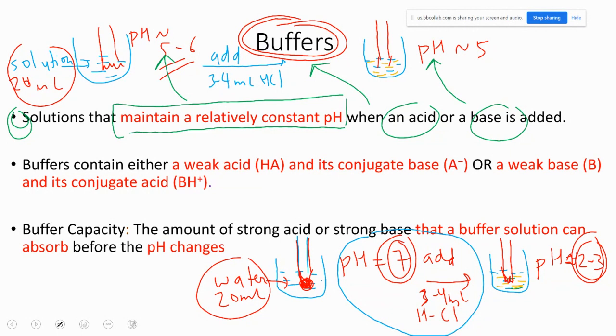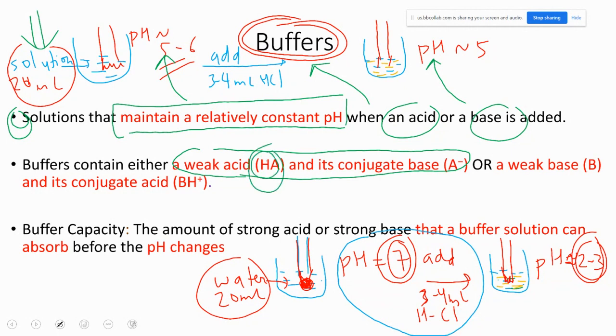All right, so now you might be thinking, but how do I create this buffer solution then, right? What do I need to have in my buffer solution? What you need is a weak acid and its conjugate base. Now, some review for you. Whenever I started talking about acid-base equilibria, we learned how to write a conjugate base of an acid. So if you have an acid HA, to make a conjugate base you remove the H plus. That's why the conjugate base of HA is A minus.